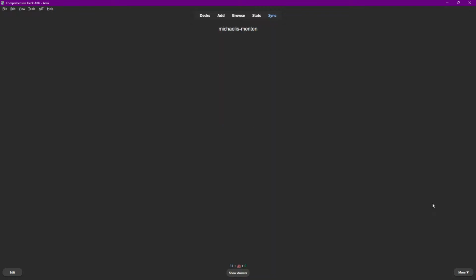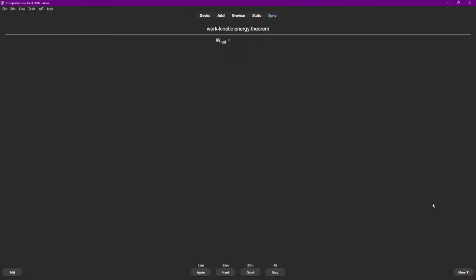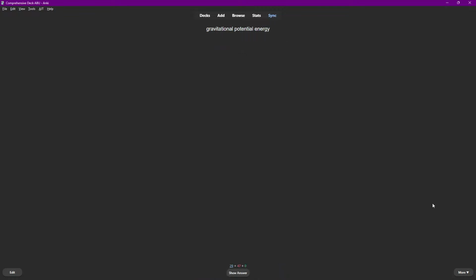V naught is equal to V max times substrate over Km plus substrate. Kinetic energy is equal to 1/2 mass V squared. Work kinetic energy, don't know what that means. Oh, work is equal to K final minus K initial. Gravity potential energy, U is equal to mass times gravity times height.